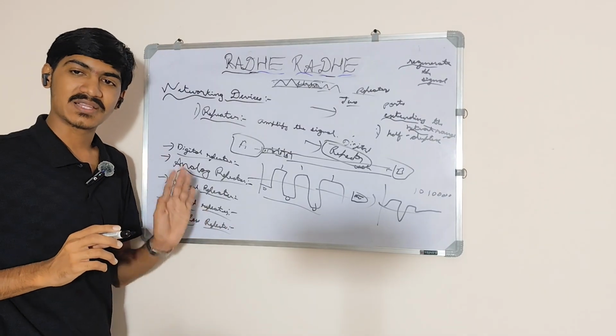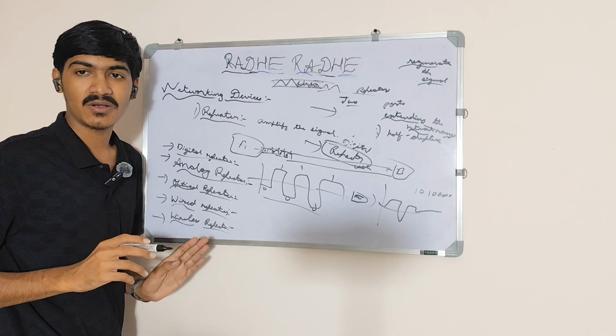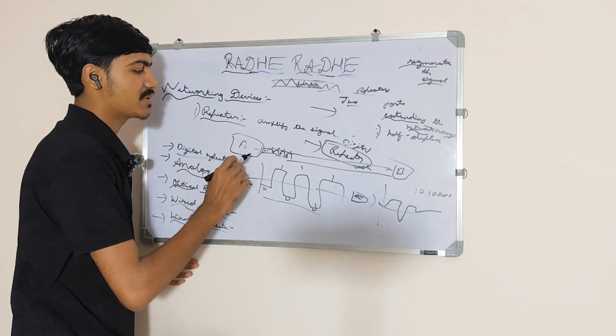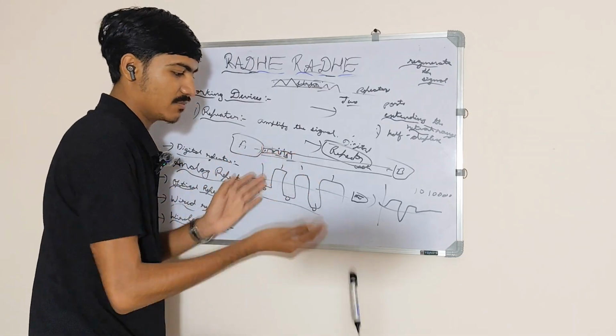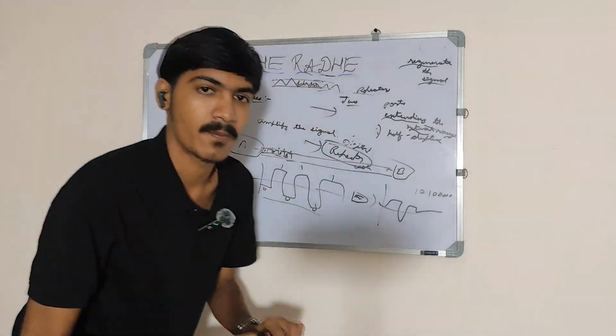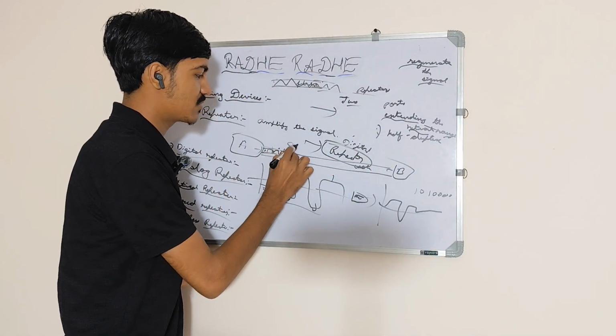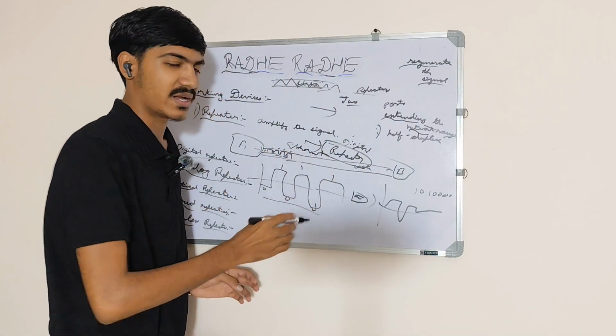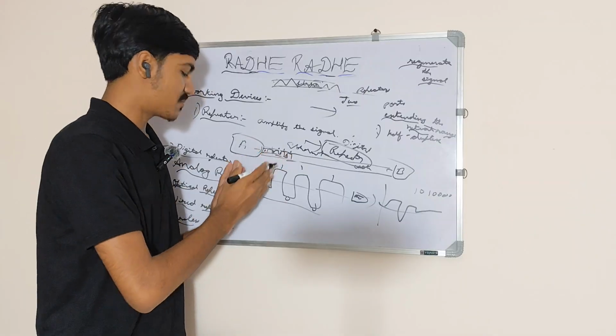So now what is a wired repeater? Wired repeaters are nothing but the repeaters which work on a physical medium, nothing but the wired medium. Example, what I showed here: Ethernet. Ethernet is nothing but wired, right? Ethernet is wired. These are wired repeaters.